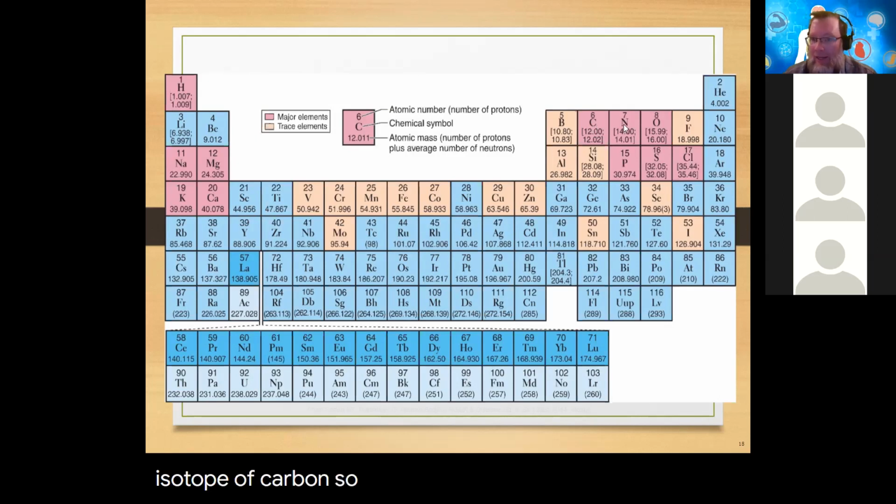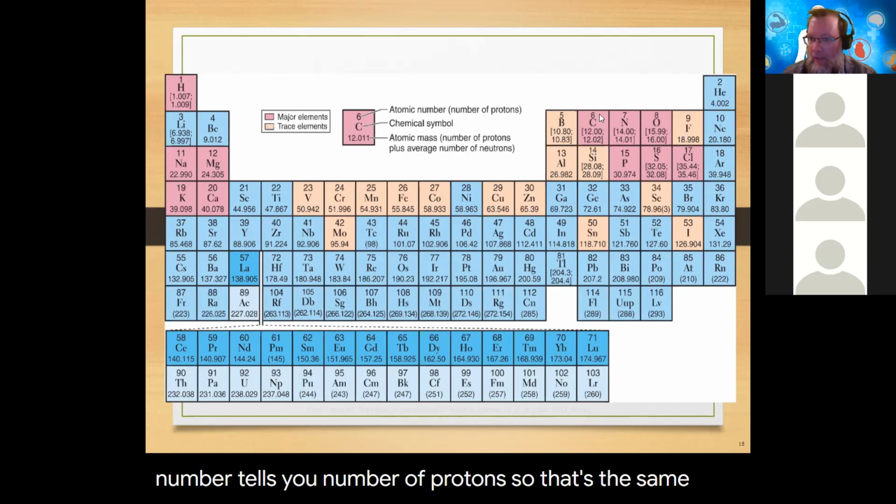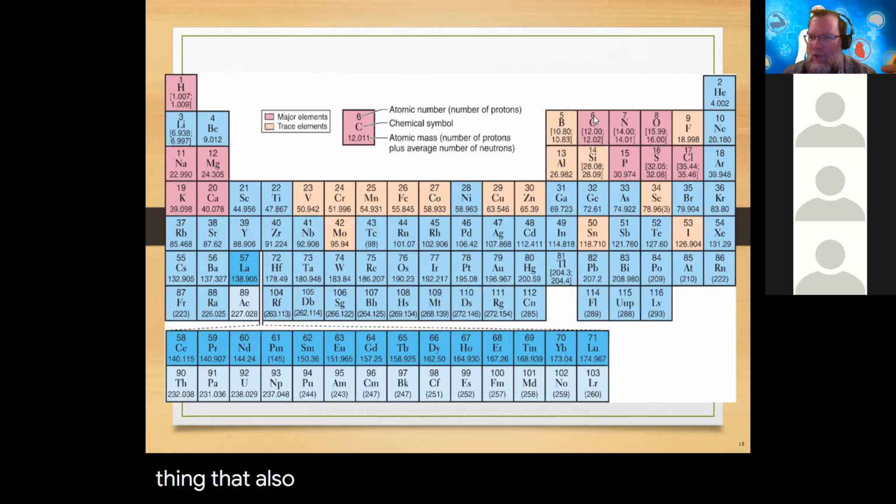Okay, so if we had 7 protons, we now have a new element. 7 protons would mean we have nitrogen. So number of protons tells you the atomic number. The atomic number tells you number of protons. So that's the same thing. That also tells you the number of electrons.